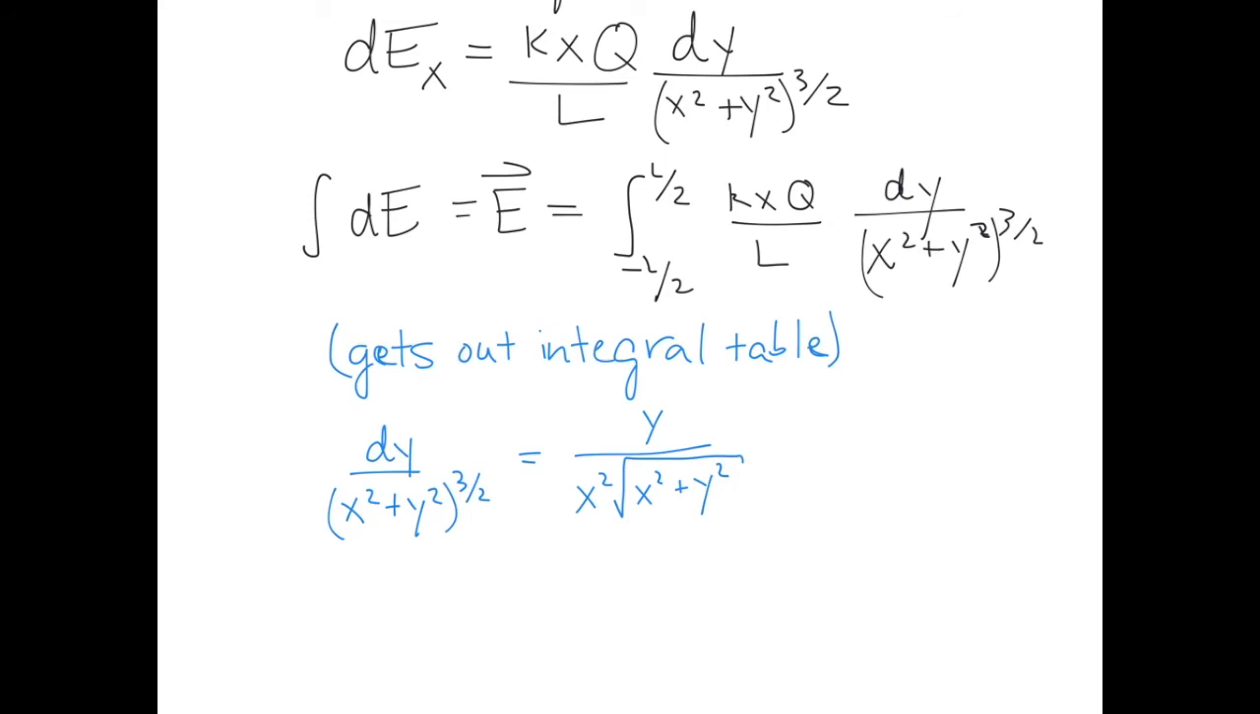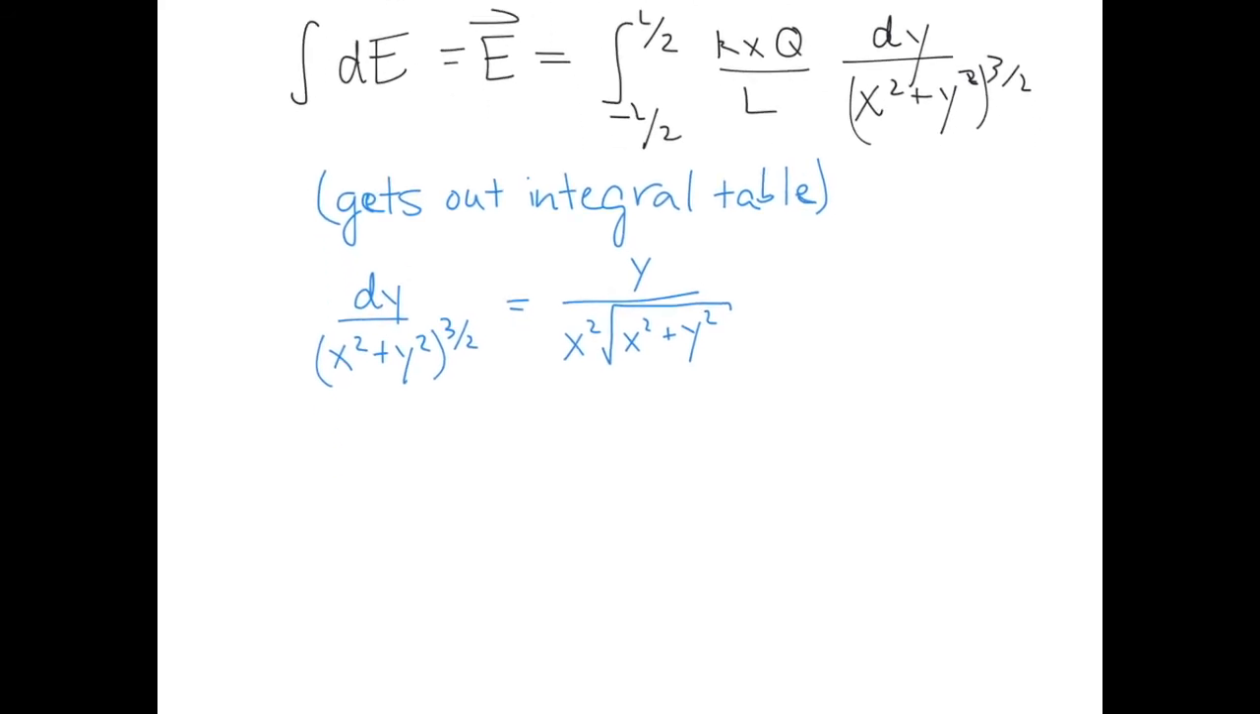We're totally going to have a similar type of problem on the next exam, and I will give you an integral table. You don't have to bring your own, but you will need an integral table. Plugging that in, we get that the electric field is going to be kqx over L times y divided by x squared times square root of x squared plus y squared.